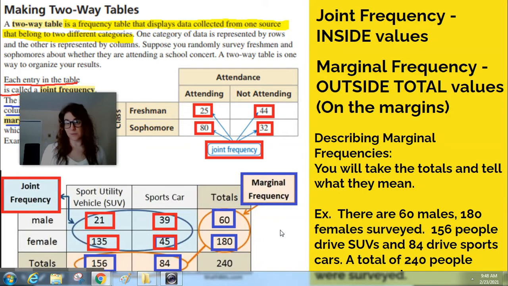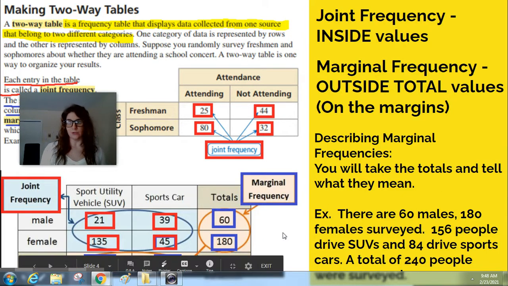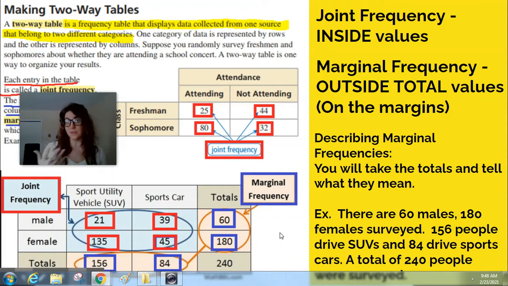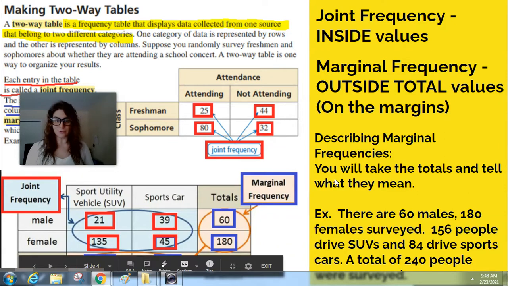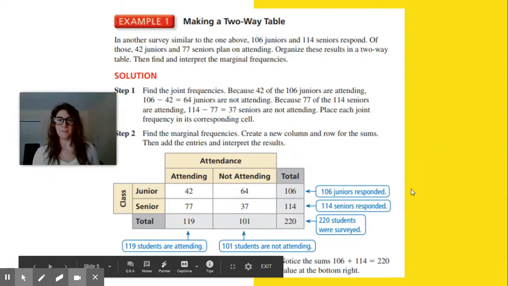You can get more specific if you really wanted to and talk about the joint frequencies, that 21 males drive SUVs, 135 females. But if they're just asking for marginal, you just talk about the totals and what they represent. Okay.